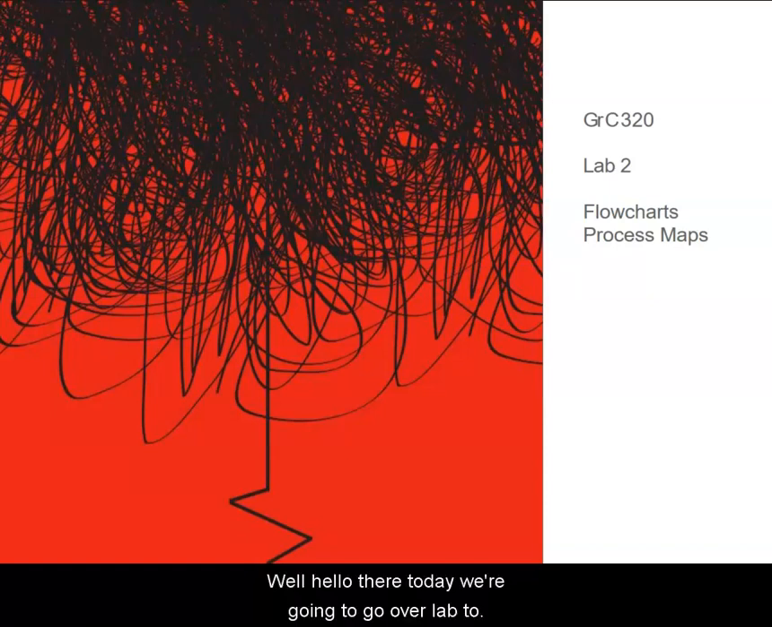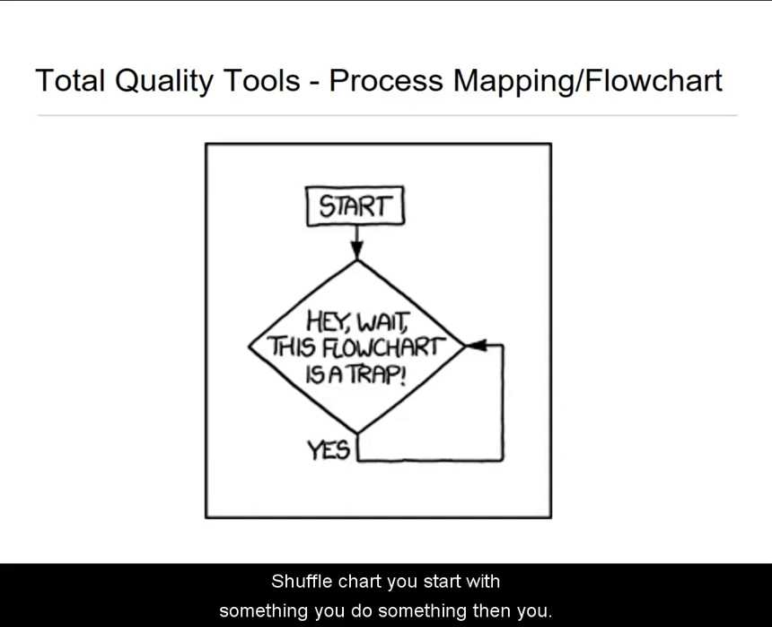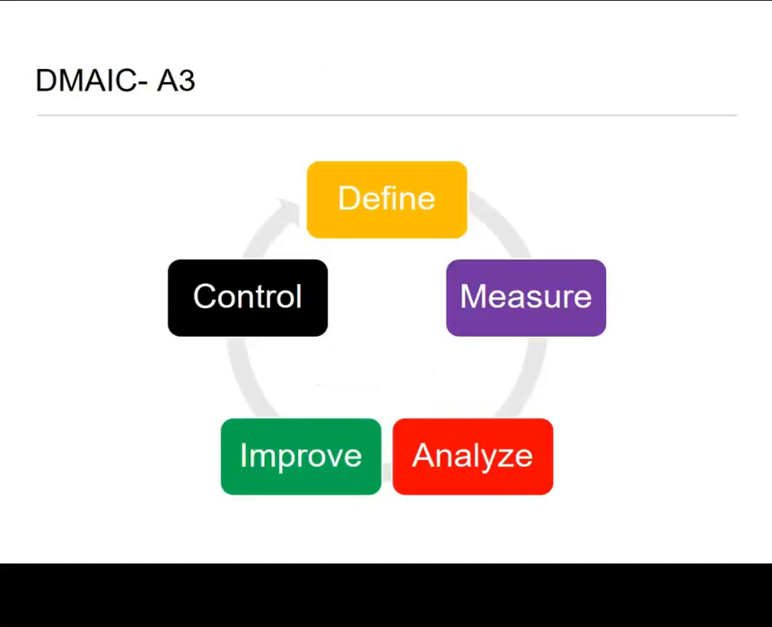Well, hello there. Today we're going to go over Lab 2, the flowcharts and process mapping. A simple flowchart, you start with something, you do something, then you end. This is our first of our total quality tools that we're going to look at this quarter.